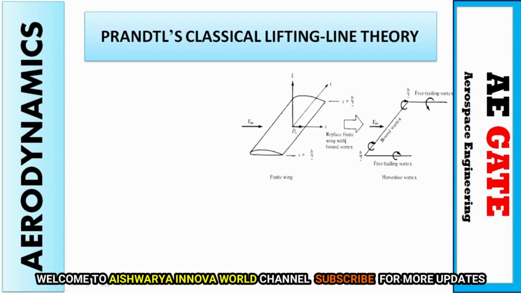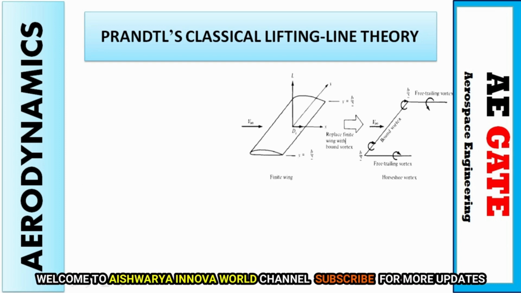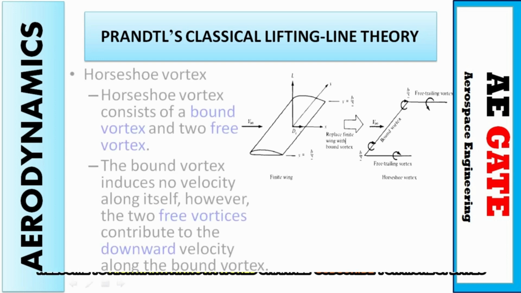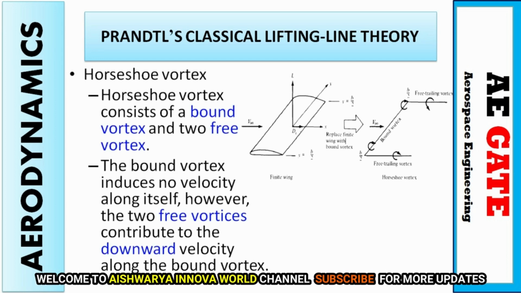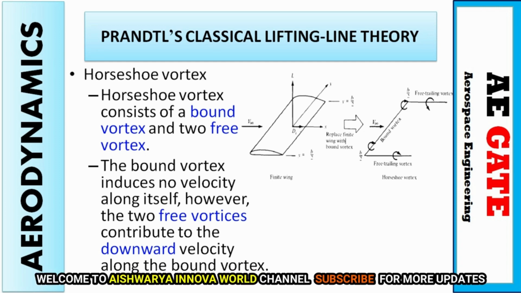Now comes Prandtl's classical lifting line theory. This is a wing as shown in the figure. From the center root part, we are considering the port side as minus b by 2 and in the y direction the other side is positive b by 2. Now we can see it forms a horseshoe vortex. Now what is a horseshoe vortex? It is a combination of a bound vortex and two free vortices as shown in the figure.